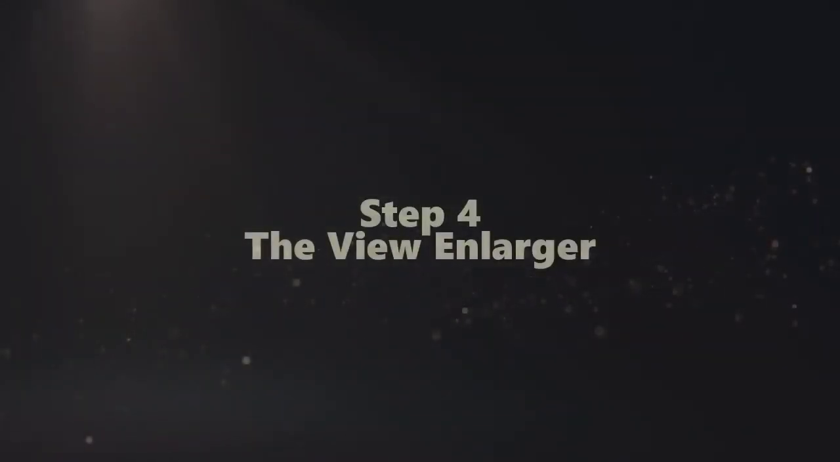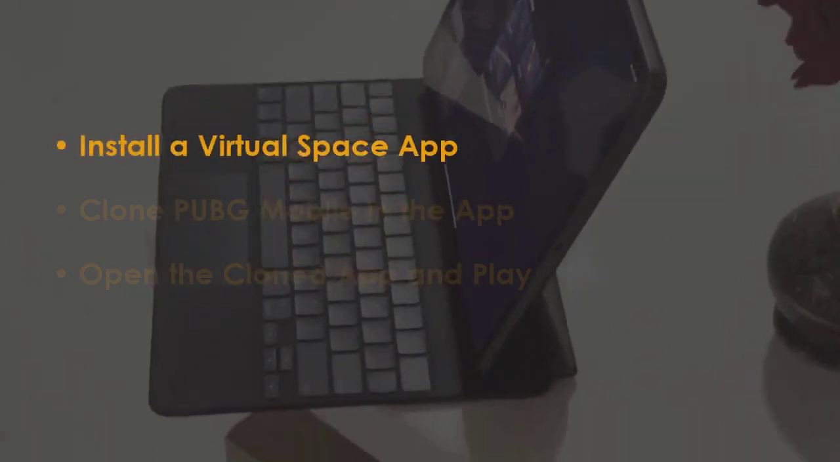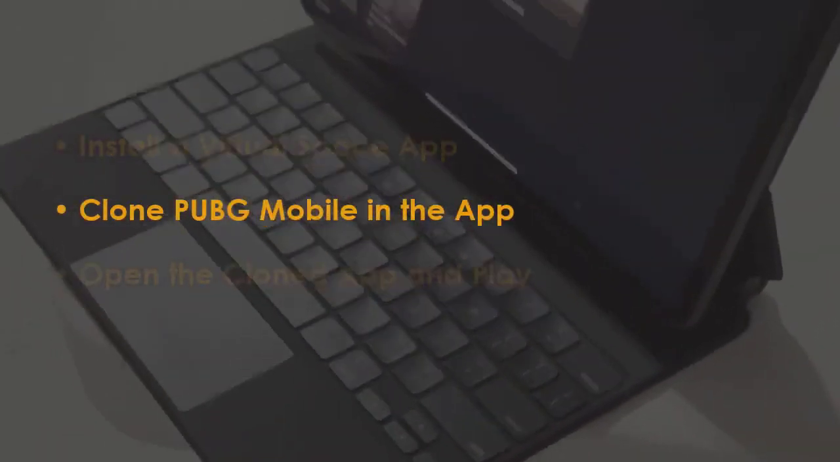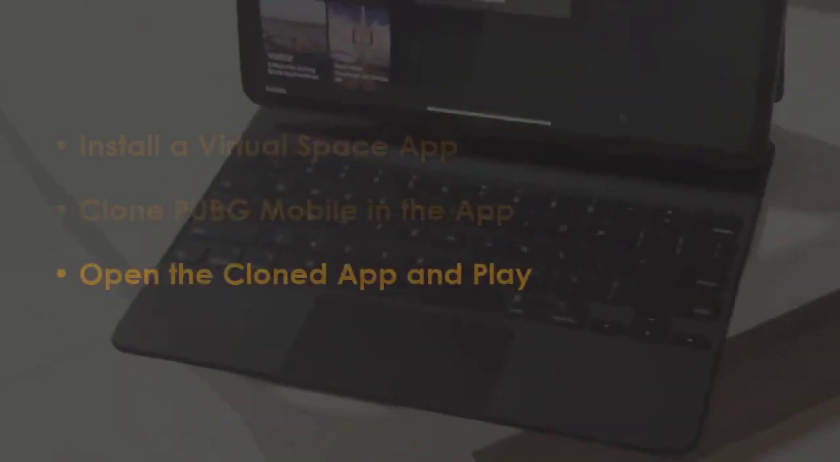In the next step, download a virtual space application. Later, duplicate PUBG Mobile inside it. Now, launch the copied version and play.